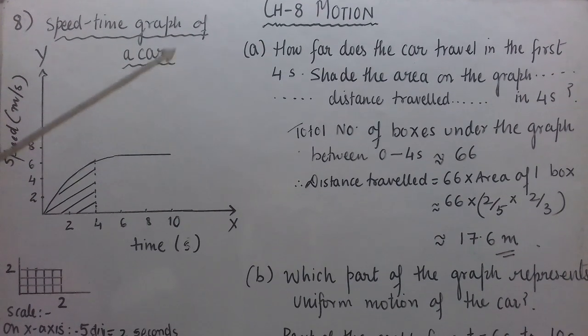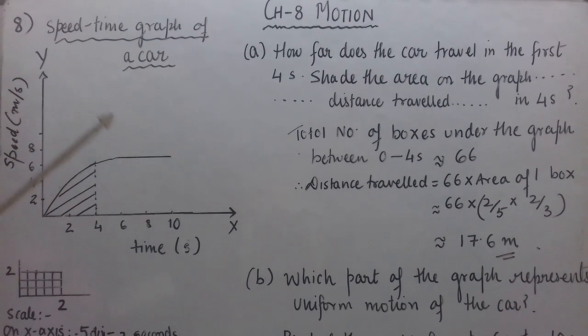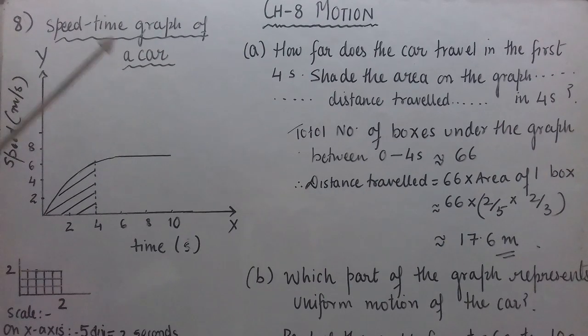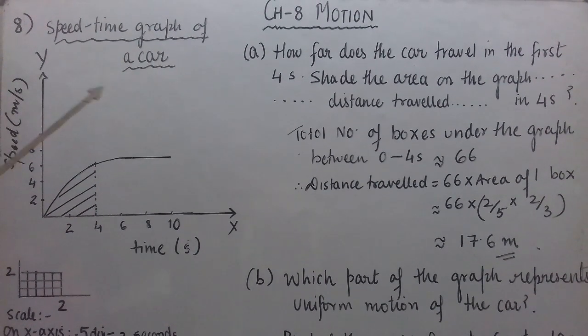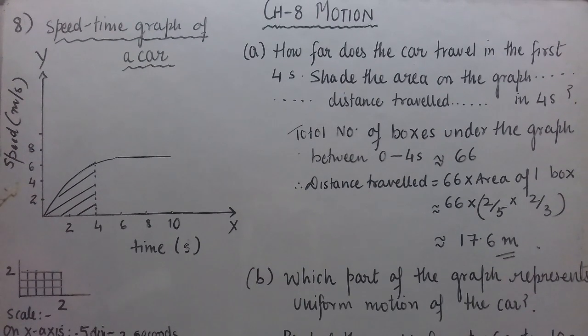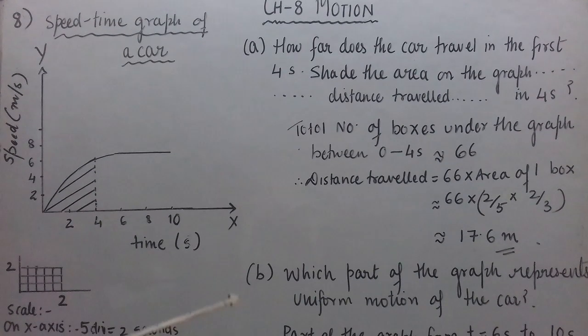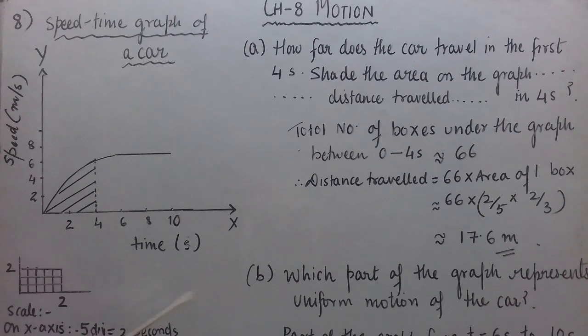And we also have to shade the area on the graph which represents the distance travelled by the car during this period. During this period means in first 4 seconds. And next is, which part of the graph represents uniform motion of the car.